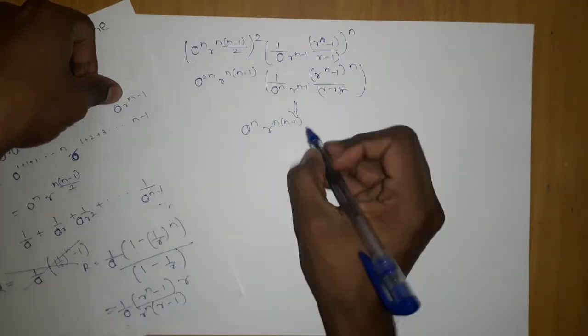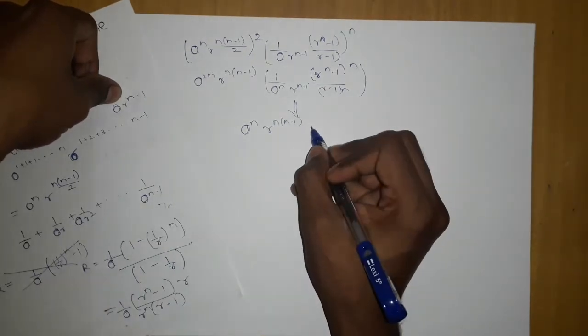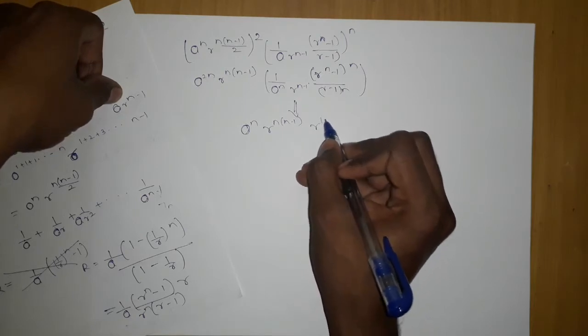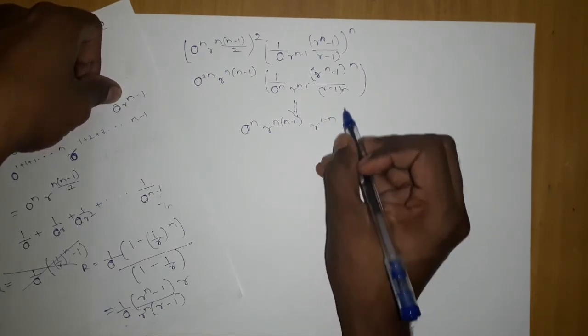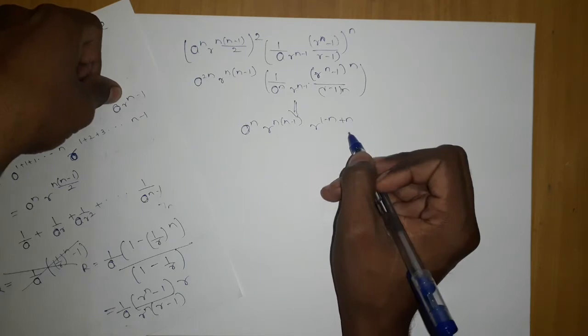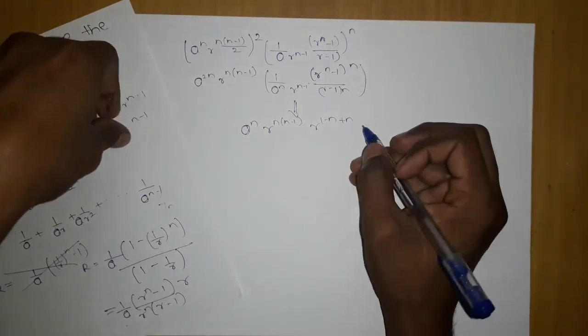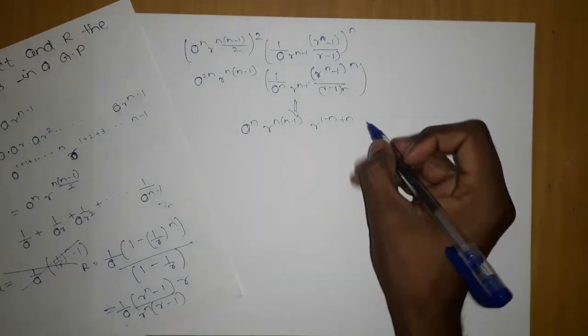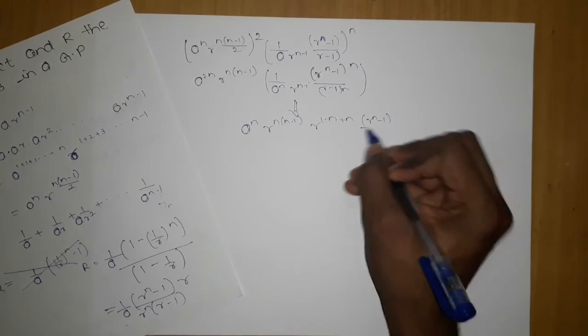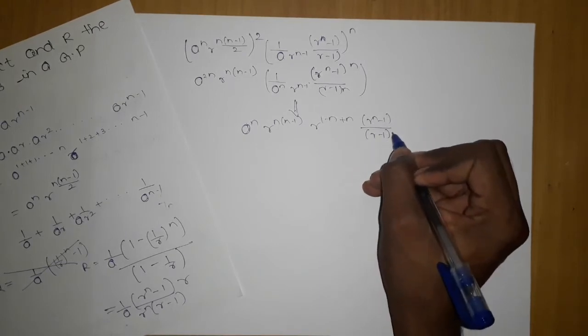One more thing, if I move it up, what will it be? 1 minus n. Power n means plus n. Now this is what? R power n minus 1 upon r minus 1 power n.